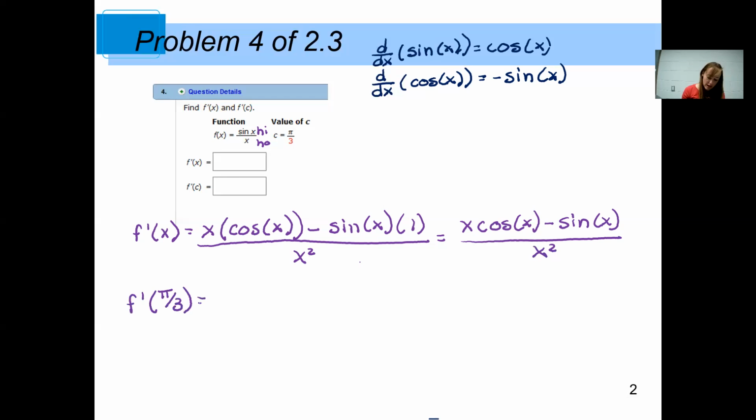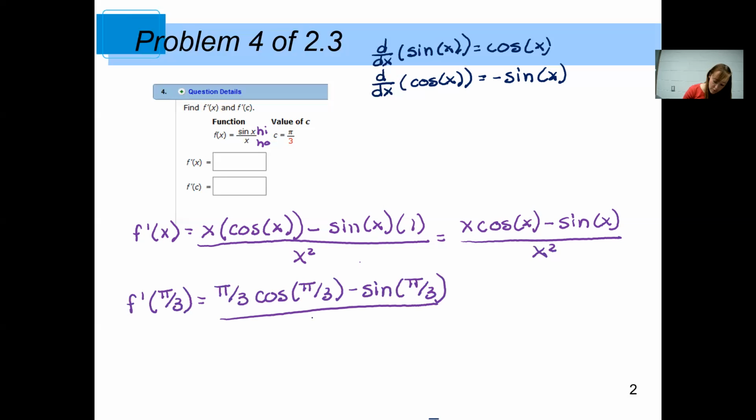But let's go ahead then and evaluate this function at pi over 3. So then I substitute in pi over 3 for x. And then we need to simplify and evaluate different parts.